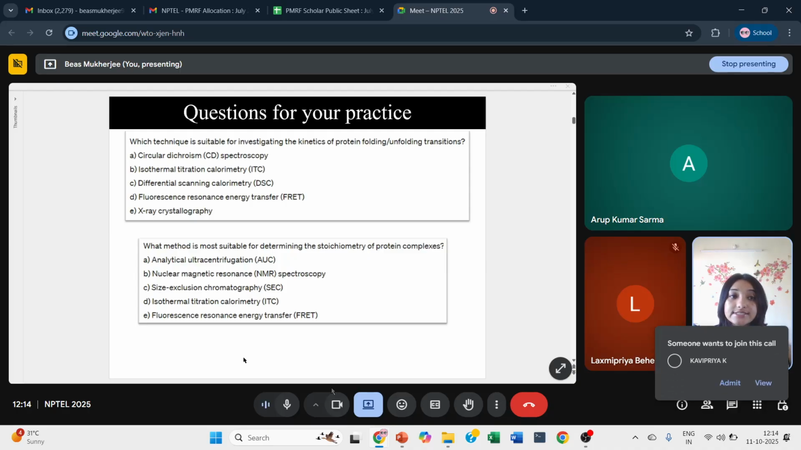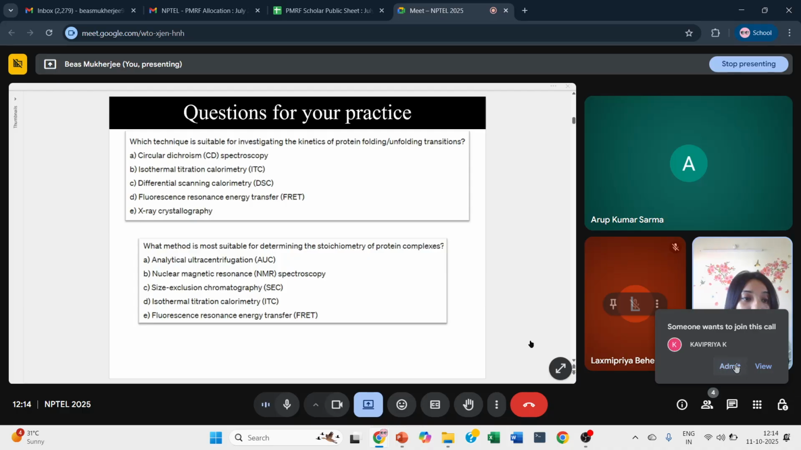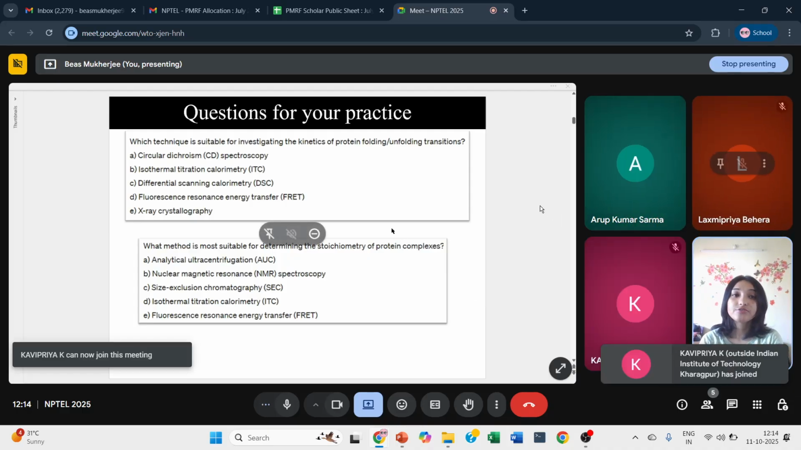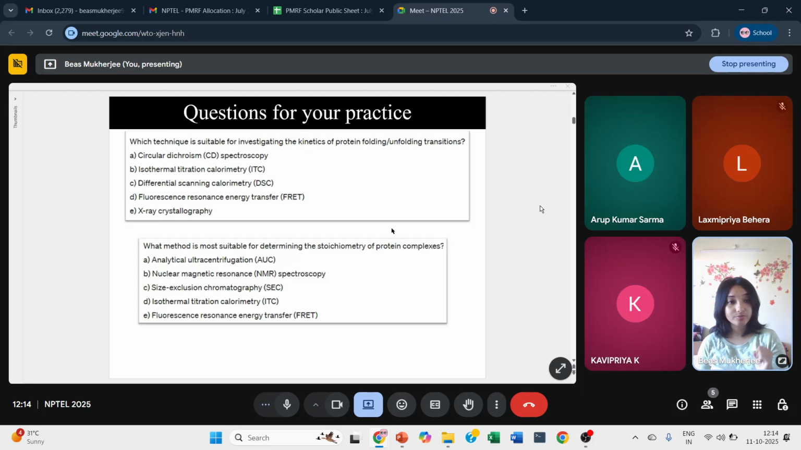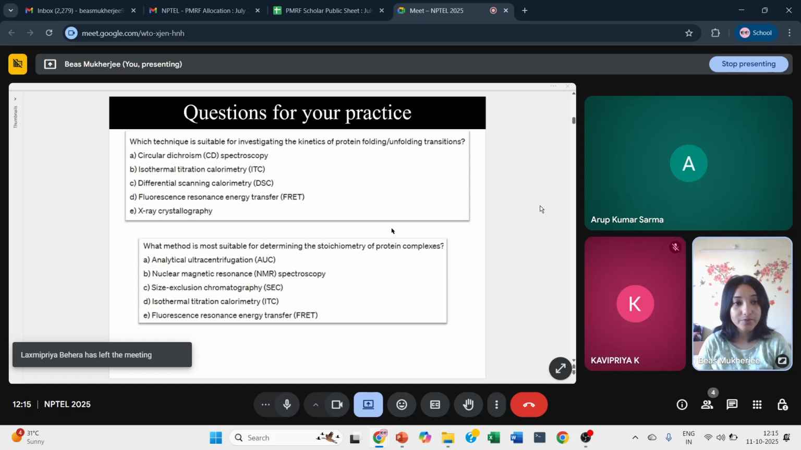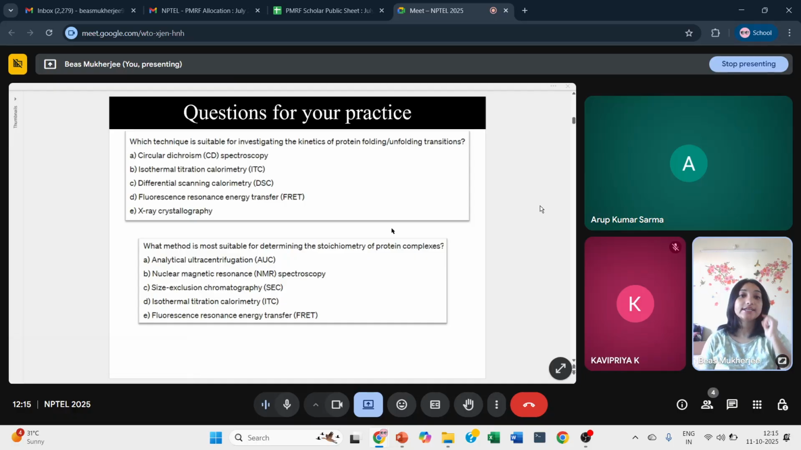For the next question: what method is most suitable for determining the stoichiometry of protein complexes? A is analytical ultracentrifuge, B is nuclear magnetic resonance spectroscopy, C is size exclusion chromatography, D is ITC, and E is FRET. You can answer in the chat box and then we can look at the right answers.